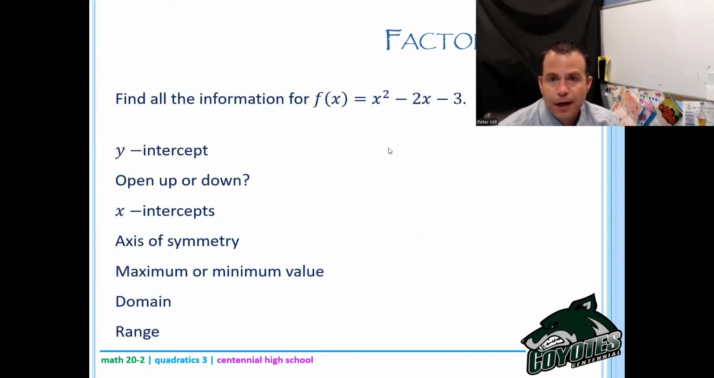Okay, so find all the information for f of x equals x squared minus 2x minus 3. Now, this is the function I just gave you, so we've already factored it. So we're ready to go for that one.